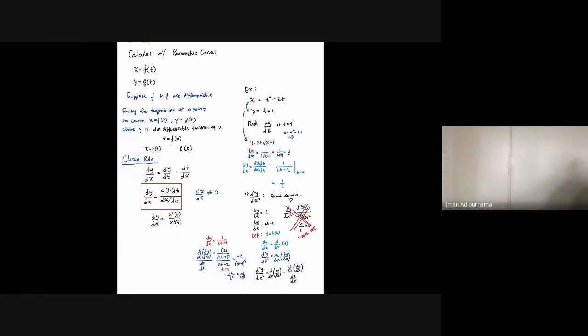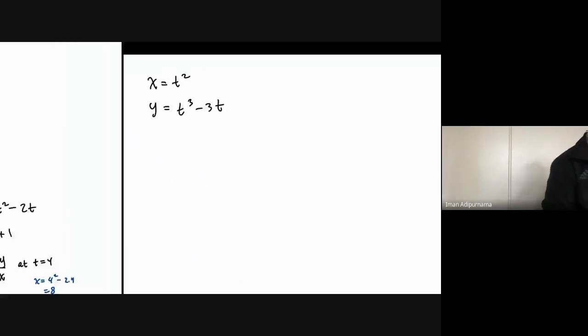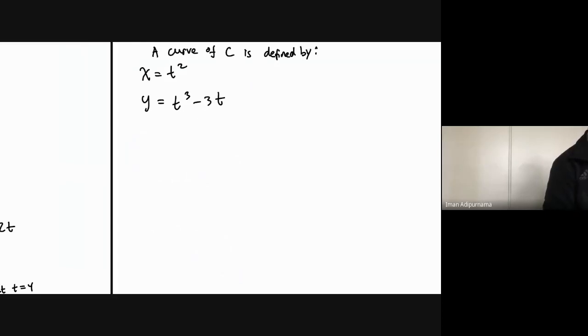Okay. Let me give you another example with some different questions. So let's say we have x equal t squared, y equal t cubed minus 3t. Let's say a curve of C is defined by these equations.